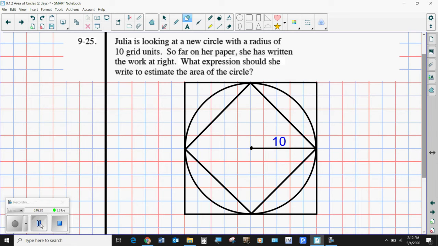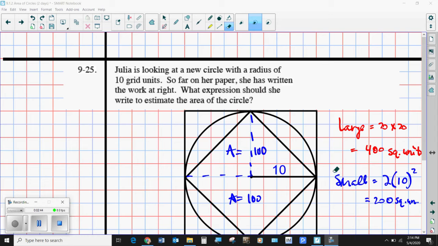So I'm going to pause the video. You figure out what the area of the larger square is, what the area of the smaller square is, and so what would the average of those two be for our estimated area of this circle with a radius of 10 centimeters.